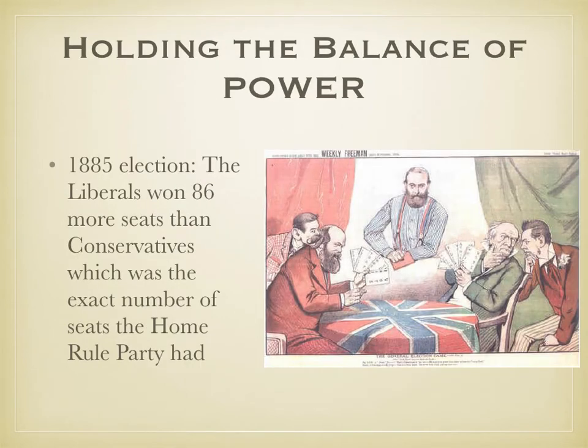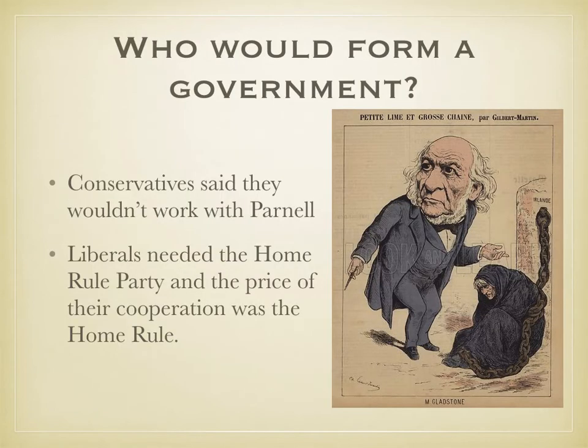Parnell now had a party machine behind him, and both the Liberal Party and the Conservatives, or Tories, realised that they might need Parnell and the Home Rule Party to get into power. And sure enough, when the 1885 election took place, the Liberals had 86 more seats than the Conservatives, which was the exact number of seats that Parnell and his disciplined Home Rule Party had. Parnell held the balance of power in Westminster. The Conservatives, after a brief flirtation before the election, said that they wouldn't work with Parnell, and this meant it was now down to the Liberals and Gladstone, and the price of Parnell's cooperation in Parliament was Home Rule.